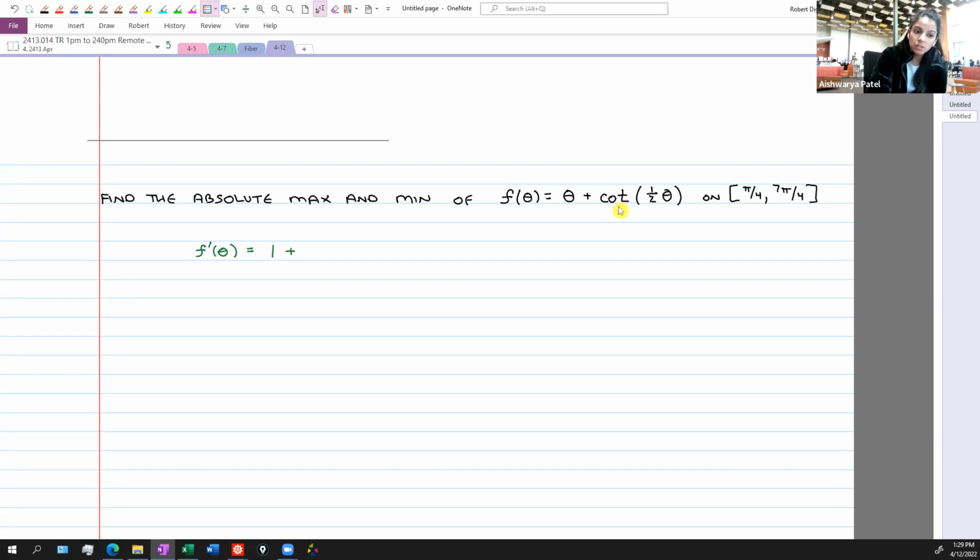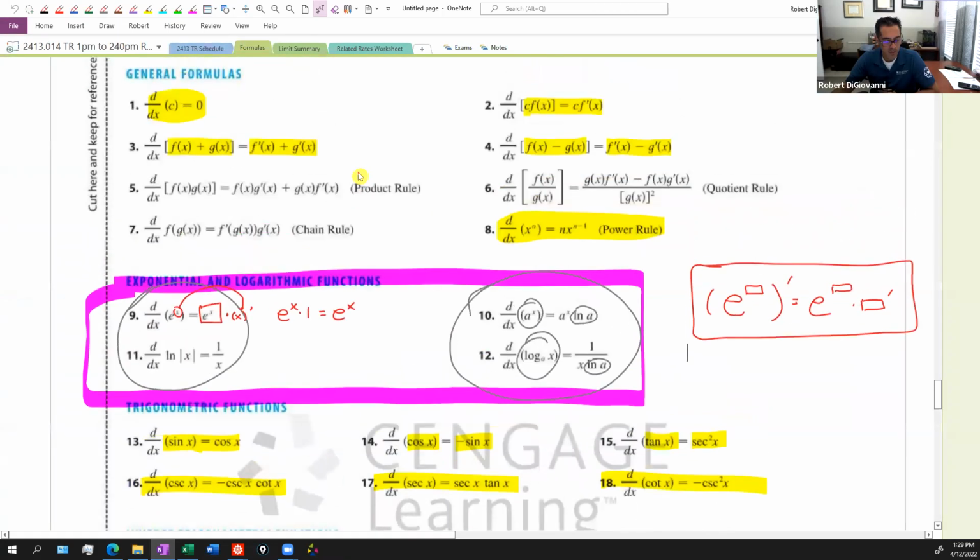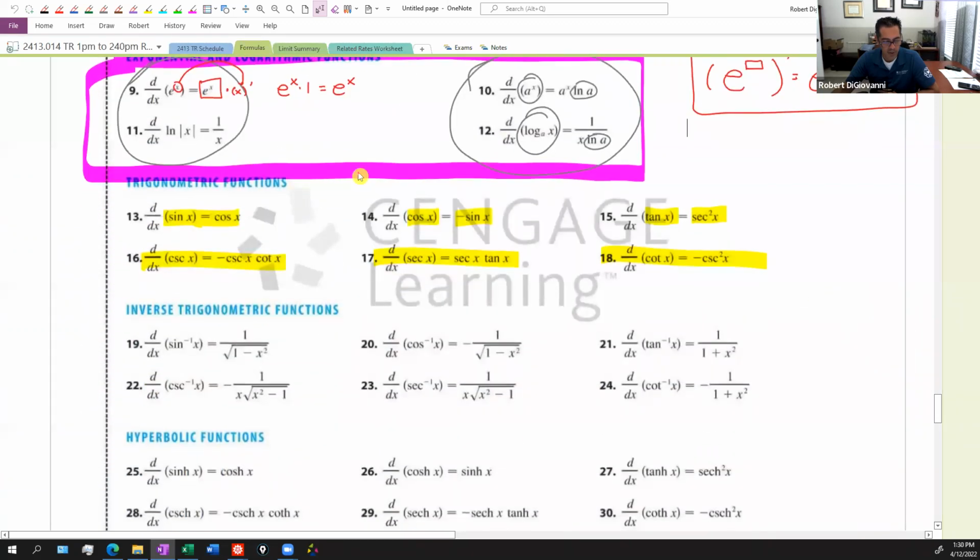No. Look it up. Secant tangent. No, look it up. Formulas, let's go to our derivatives. Where's the derivative of cotangent? Oh, there's cotangent, right? Formula 18, the derivative of cotangent of x is negative cosecant squared of x. Negative cosecant squared of x.